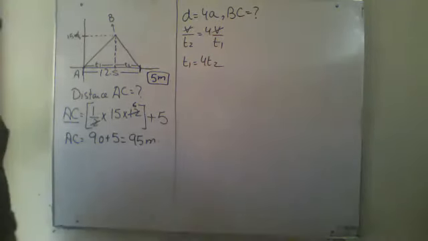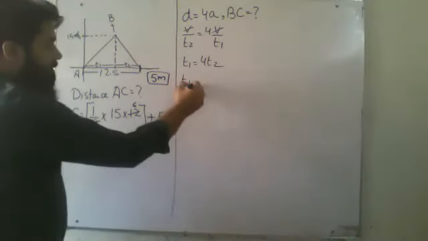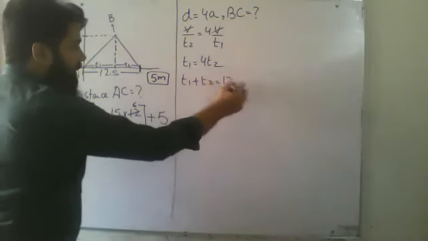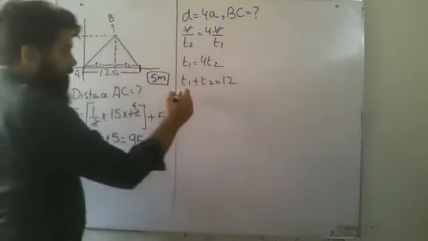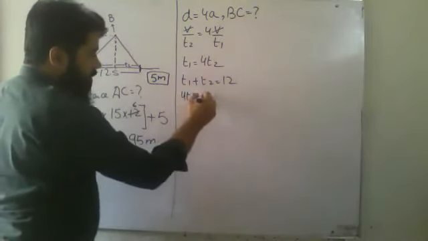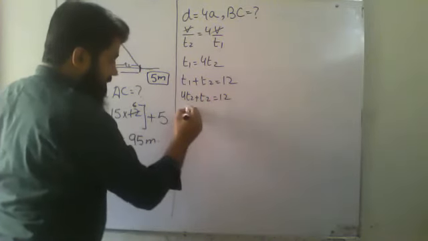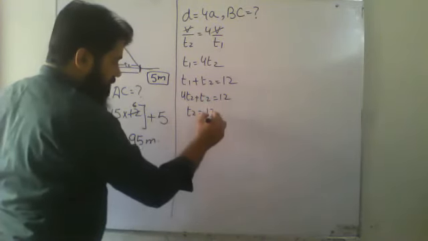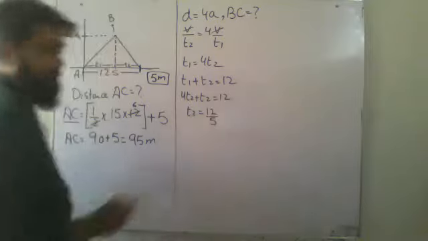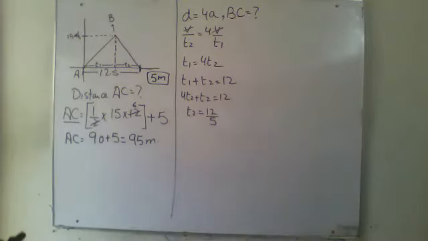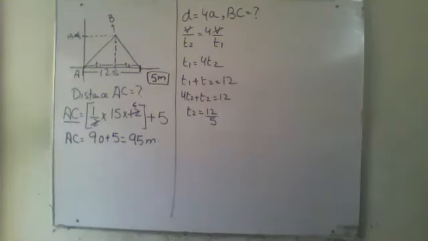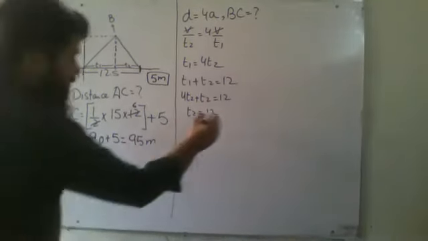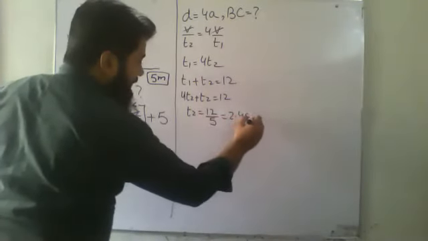T1 plus T2 equals 12. What is T1? T1 is given as 4T2. So 4T2 plus T2 equals 12, T2 equals 12 over 5. This is the value of T2 which I have got. When I simplify it, your answer is T2 equals 2.4 second.